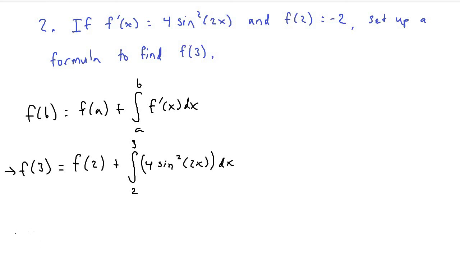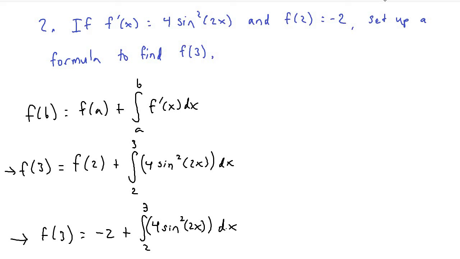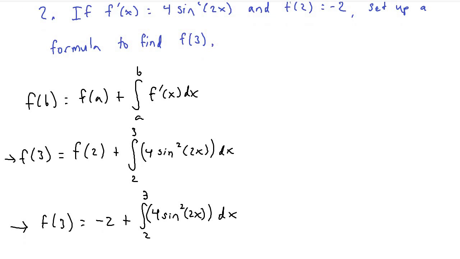If I simplify a little bit further, I can define f of 2. So f of 3 is equal to f of 2, and f of 2 is equal to negative 2. So we have f of 3 equals negative 2 plus the integral from 2 to 3 of 4 sine squared 2x dx. We were just asked to set up a formula, so this will be the formula to find what f of 3 equals.